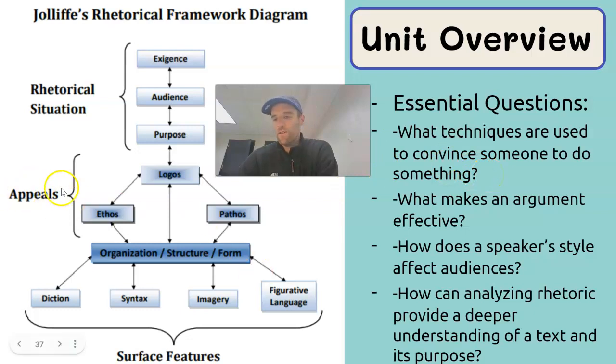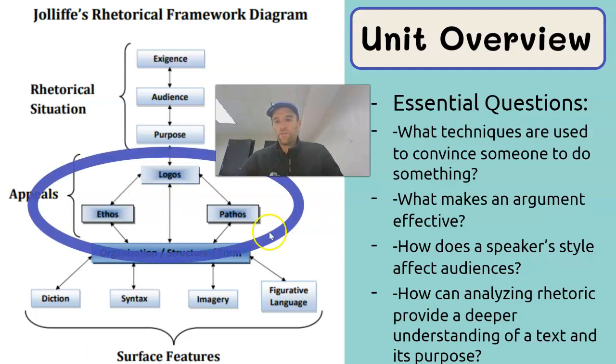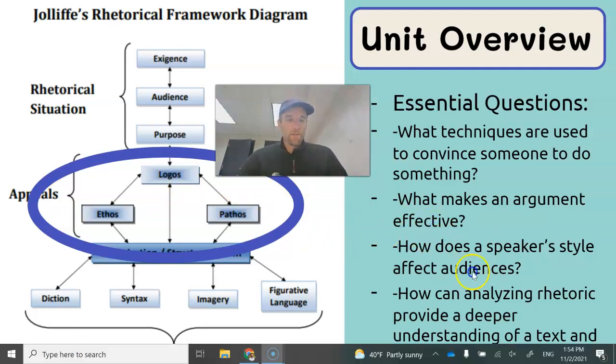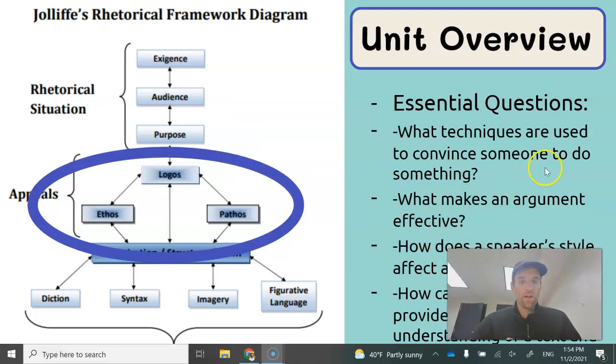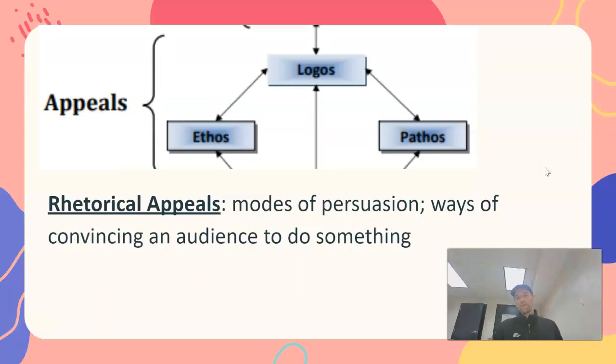Anyways, today we're moving on to appeals. We're going to do the second part of the framework right here. Ethos, logos, pathos. You need to know what those words mean and what an appeal is in rhetoric. The essential questions have not changed. They're right here. And so let's continue on and talk a little bit about appeals.